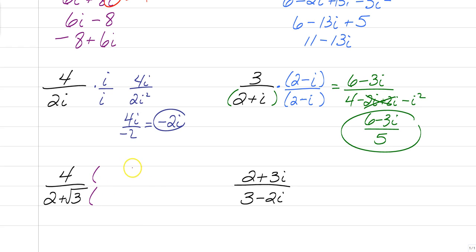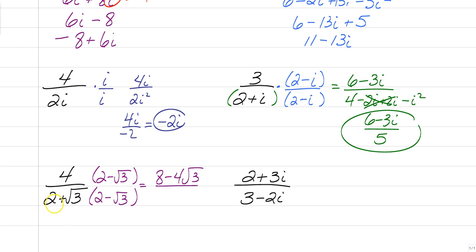So this one you would have multiplied the top and bottom by 2 minus the square root of 3. Again, you cannot have square roots in the denominator. The top part is easy. You're going to have 8 minus 4 square root of 3 over.